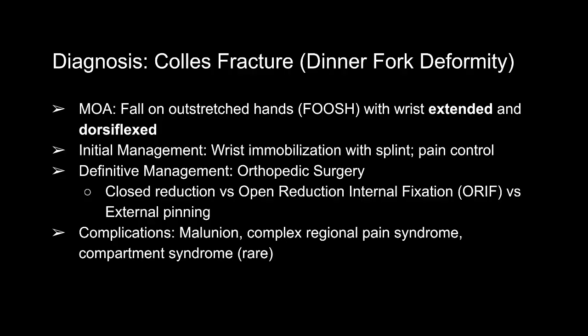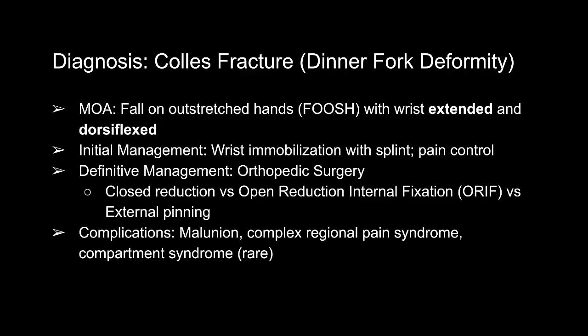Again, similar to our scaphoid fracture, the mechanism of injury is almost always a fall on outstretched hands, usually with the wrist extended and dorsiflexed. And then management initially is going to be immobilization, sometimes with a splint, and pain control, and then definitive management can be with orthopedic surgery. This will all depend on the severity of your fracture. Complications are similar to a scaphoid fracture.